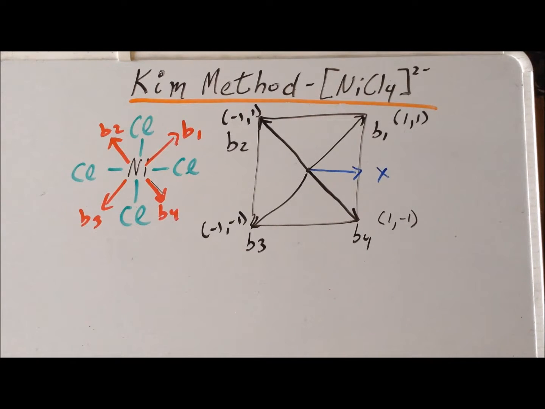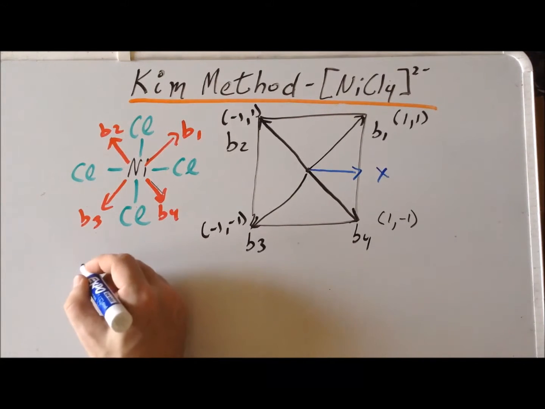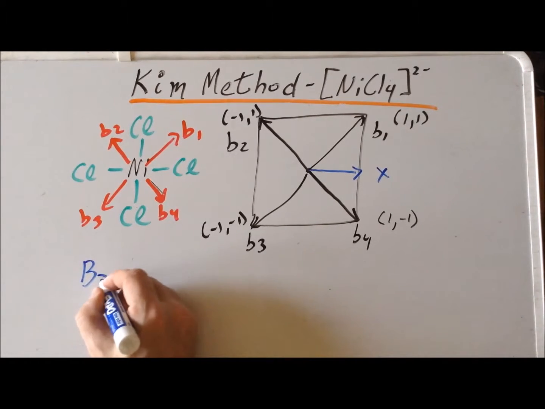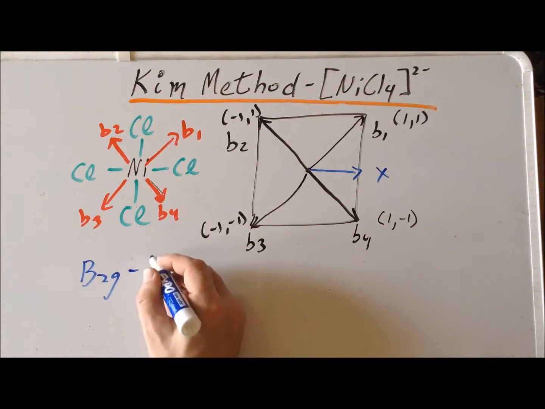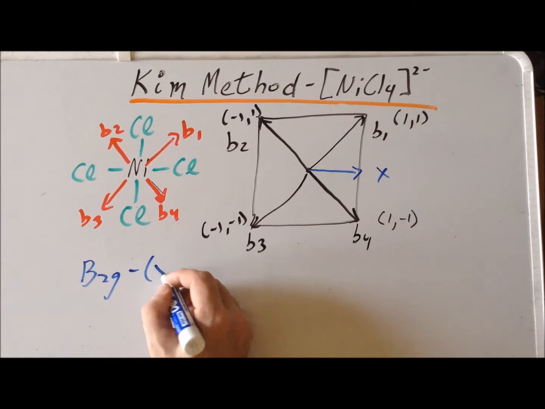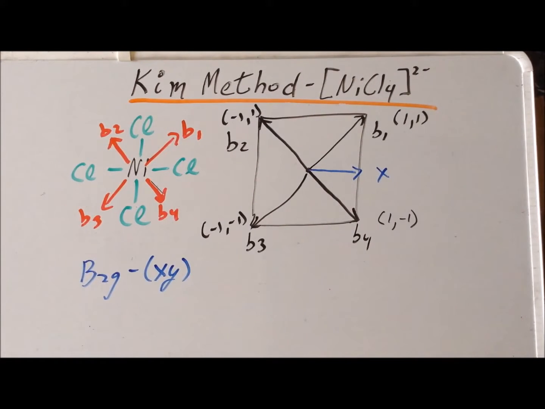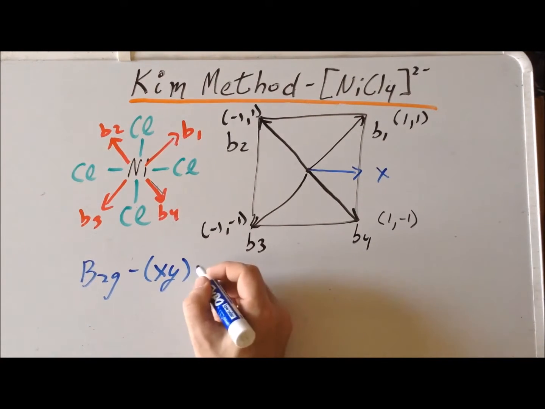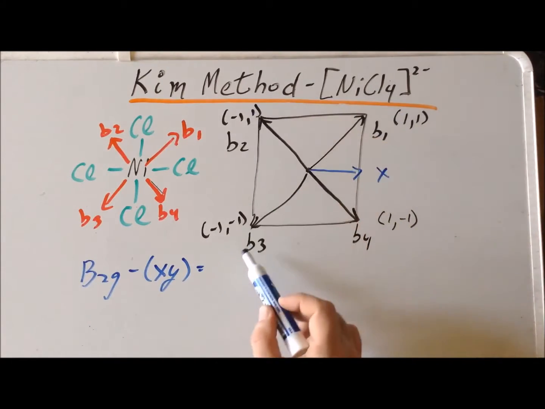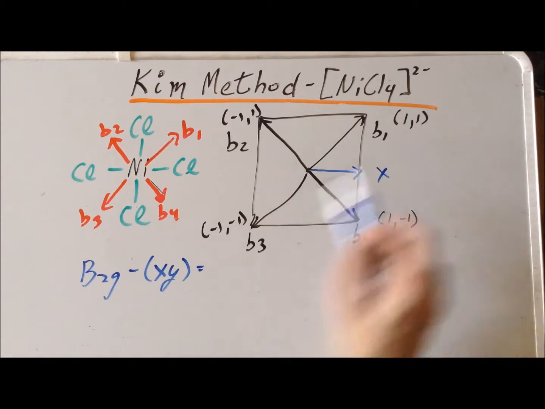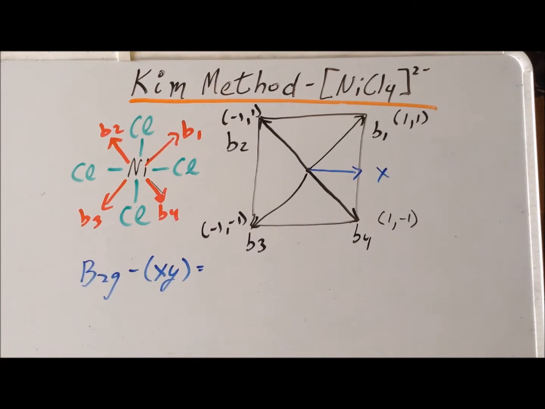The first bending motion we want to look at is that corresponding to the irreducible representation B2G, and we notice that the basis function listed in the character table for B2G is xy. So x times y. We substitute the values of x and y that we selected for the coordinates into this basis function, and that becomes the coefficient for the bending motion, either B1, B2, B3, or B4.